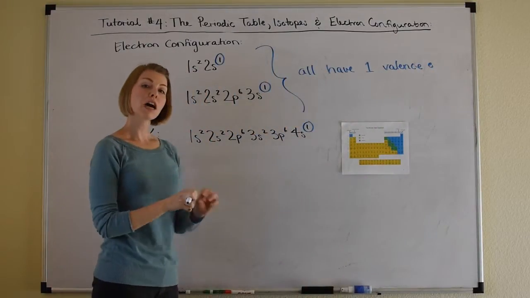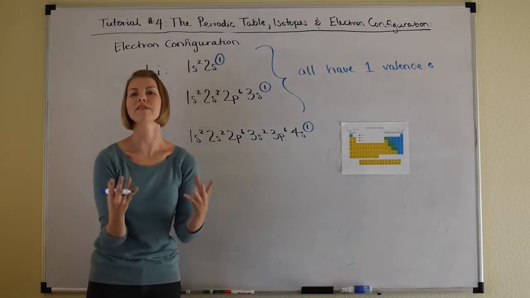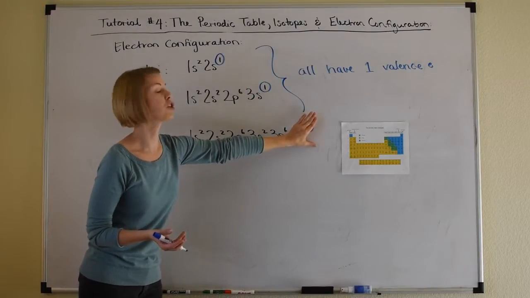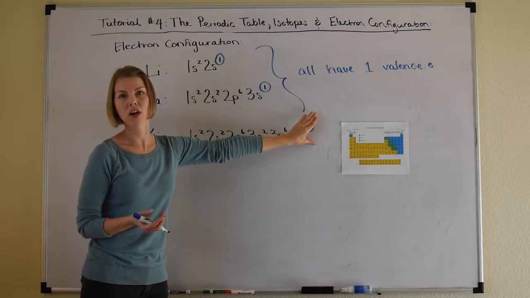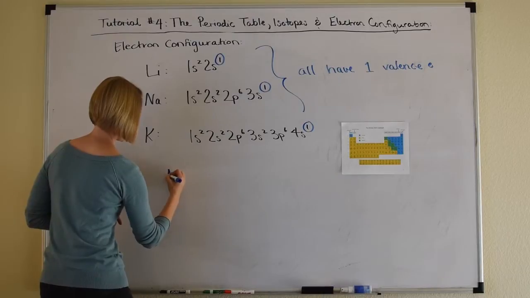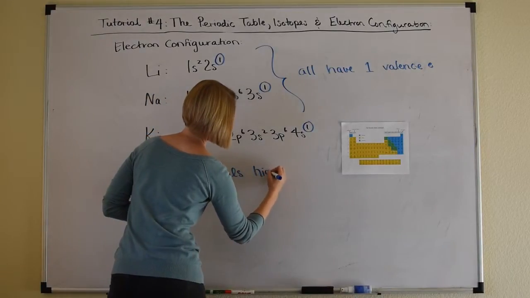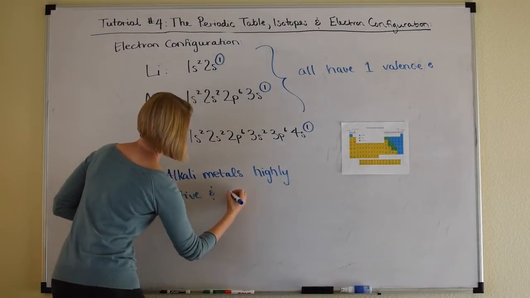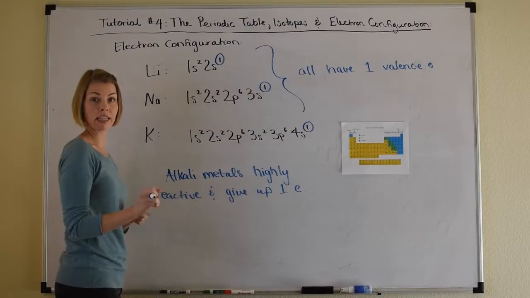Okay, and so your alkali metals are all going to be highly reactive. They all want to react by giving up that 1 valence electron so that they too can then simulate the electron configuration of the stable noble gases, which have a full valence shell. If they could just get rid of that 1 valence electron, they would be left with a full valence shell. Okay, octet. All right, so let me write here. That's why the alkali metals are highly reactive and give up 1 electron, their 1 valence electron.